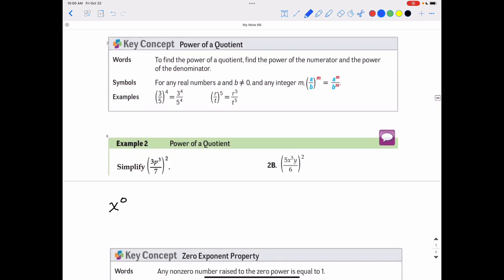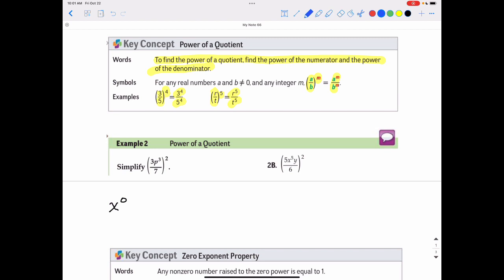In section 7.1, we learned the power of a power rule. Power of a quotient also works, in the same way. It just means that if you have a division problem with an exponent on the outside, then both the numerator and the denominator are affected by that exponent. So notice that 3/5 to the 4th power means 3 to the 4th over 5 to the 4th. Both the 3 and the 5 will be to the 4th power. r over t to the 5th power means the r will be taken to the 5th power and the t will be taken to the 5th power.